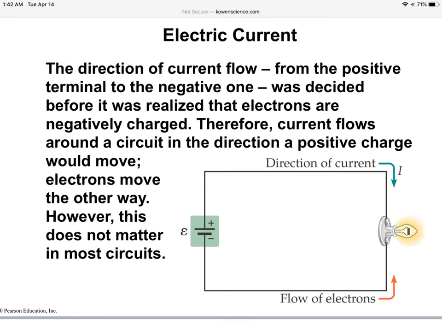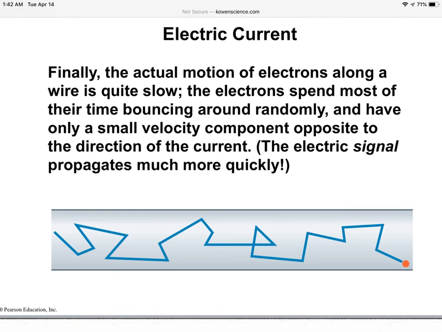The direction of current flow from the positive terminal to the negative one was decided before it was realized that electrons are negatively charged. Therefore, current flows around a circuit in the direction a positive charge would move. Electrons move the other way. This does not matter in most of our circuits. Finally, the actual motion of the electrons along a wire is quite slow. The electrons spend most of their time bouncing around randomly and have only a small velocity component in the direction of the current. The electrical signal propagates much more quickly.